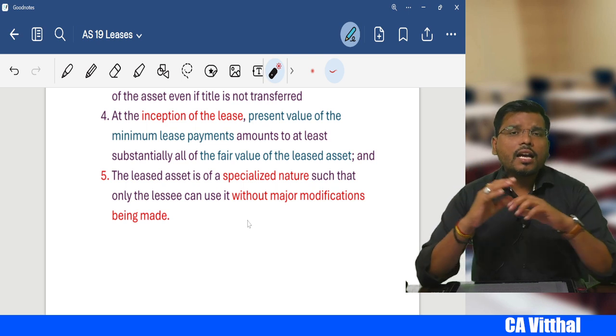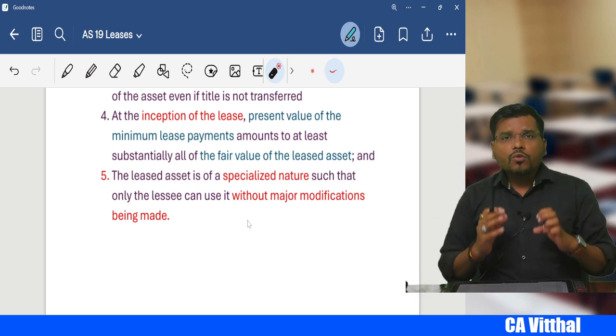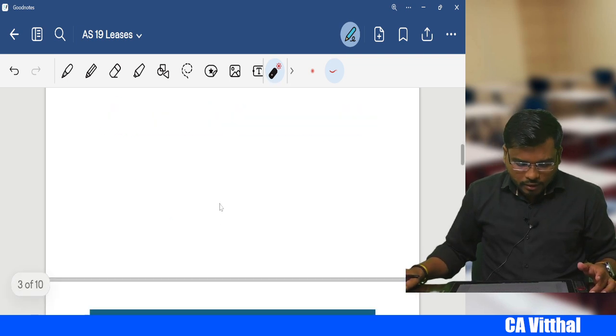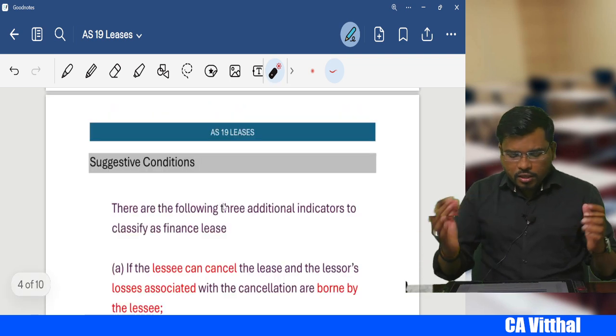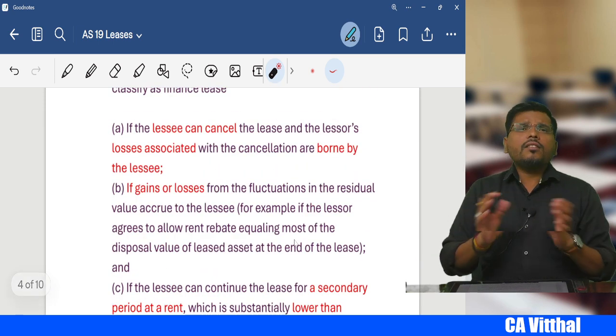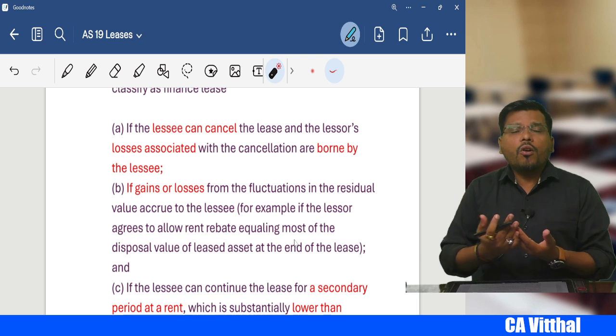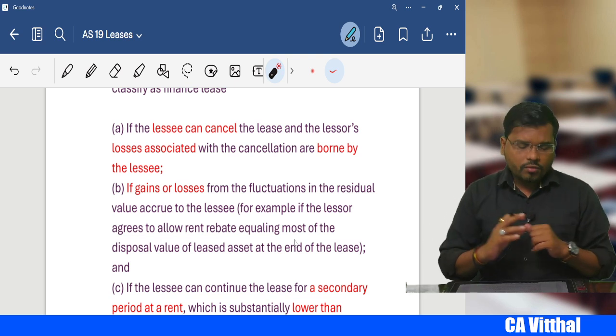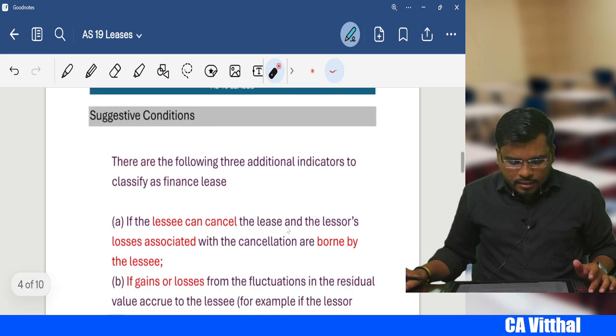Right, my dear student, these are the 5 indicators to treat whether it is a finance lease or operating lease. There are also 3 suggestive conditions, but these 3 suggestive conditions are not as important as the indicators. The indicators are very, very important, my dear student. So what are the suggestive conditions?